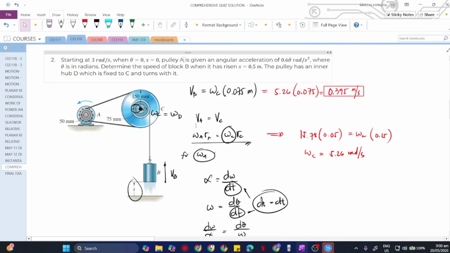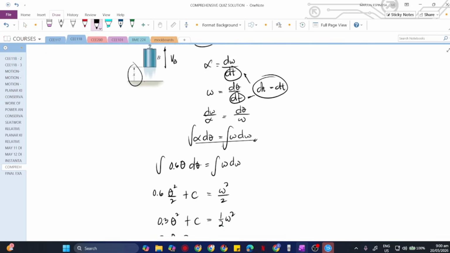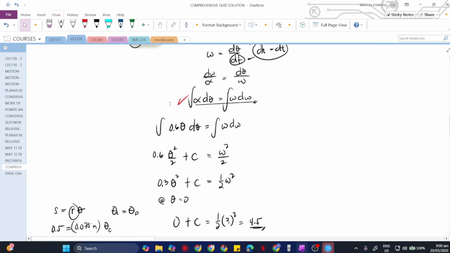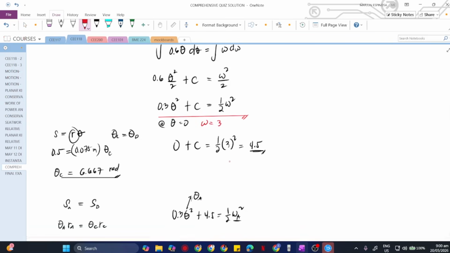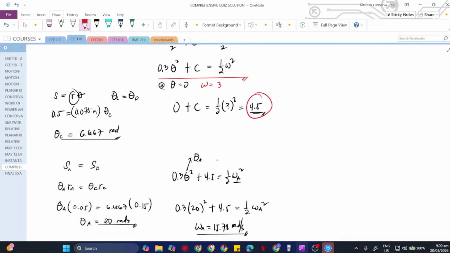Okay? So, ginamit natin is yung relation nito. Okay, relation na ito, class. So, kinuha natin yung equation ng ating omega na final. Okay? So, in-integrate natin yan. So, nakuha natin tong part na to. Then, ginamit natin yung condition that at theta is equal to 0, s is equal to 0, then omega is 3 radians per second. Therefore, nakuha natin yung value ng c, which is 4.5. And then, that would make our final equation to be like this one.